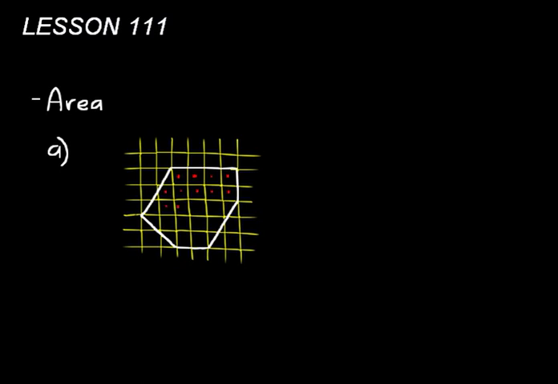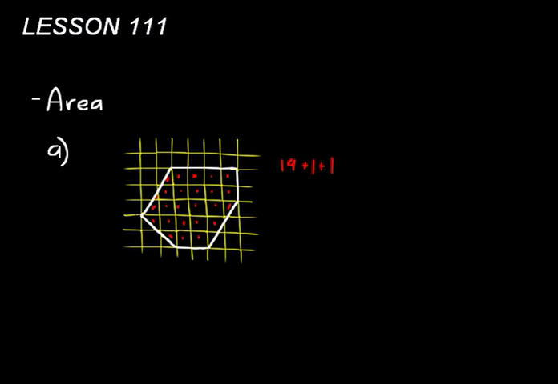9, 10, 11, 12, 13. We'll count that one as a whole one. 14, 15, 16, 17, 18, 19. Now, these two we could count as one whole one. They're like two halves. So let's just write some numbers down over here. 19, and then plus 1 for this and this. We'll count that as 1. This, and this, we'll count that as 1 as well.